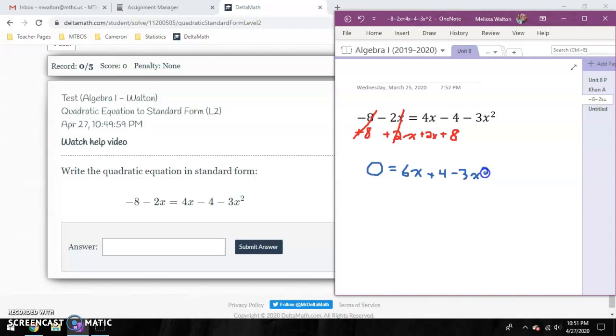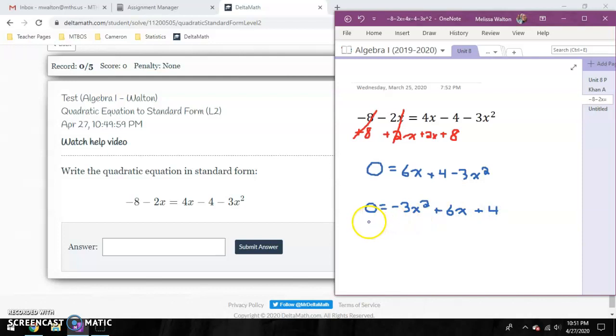Now this technically is not in standard form. These do need to be going in decreasing order of power. So I have 0 equals, my highest power is my negative 3x squared. I'm going to put that first, negative 3x squared. I have a positive 6x, so that'll be plus 6x. And then the last one that I have is that plus 4, so plus 4.